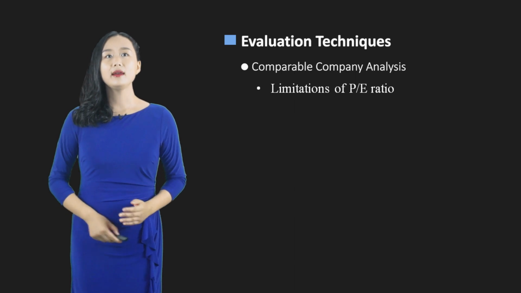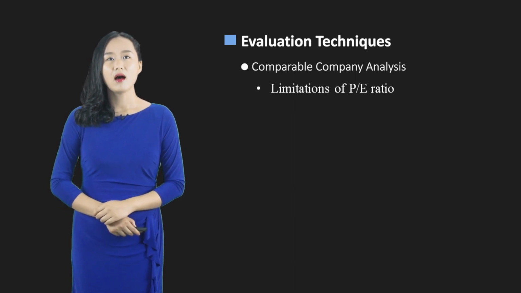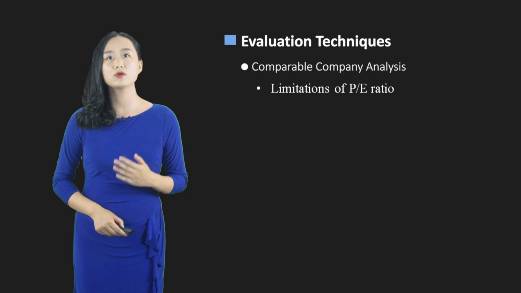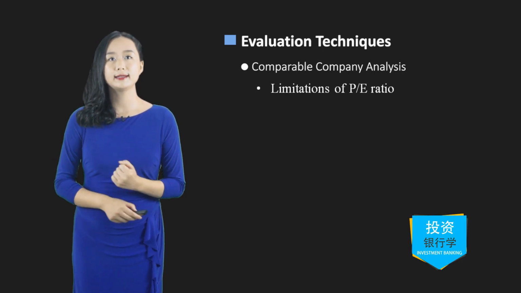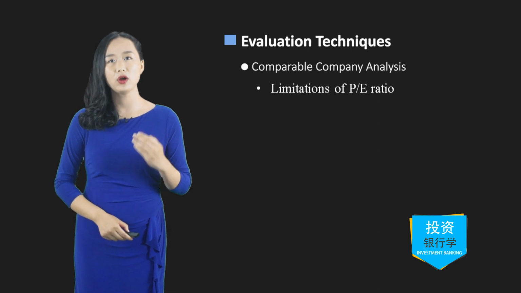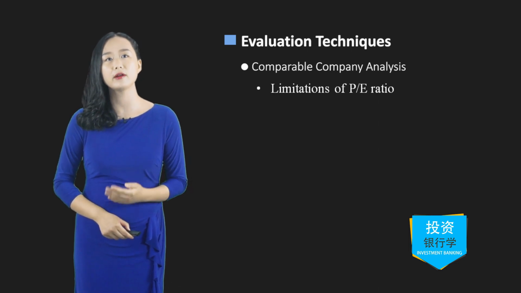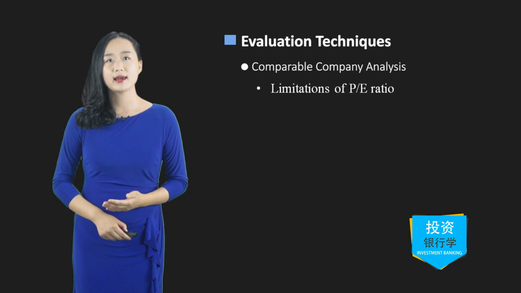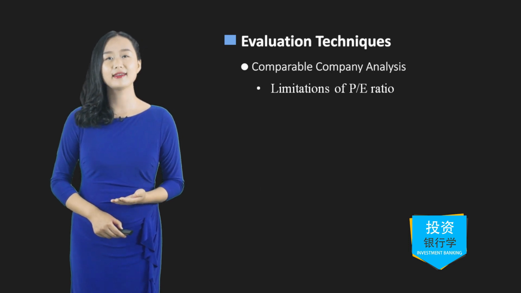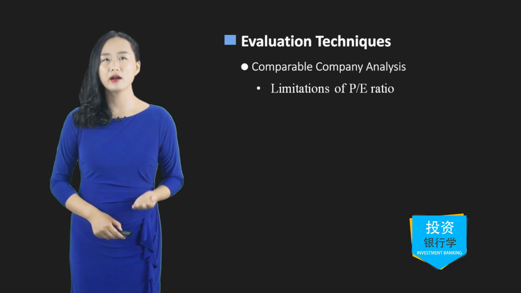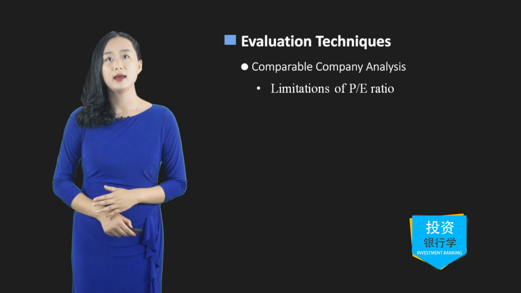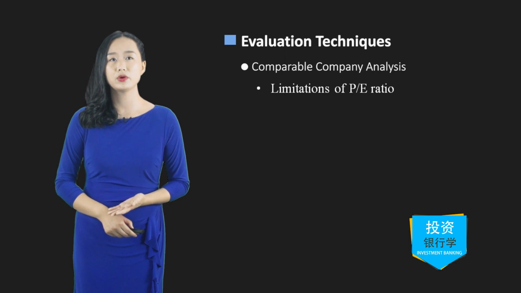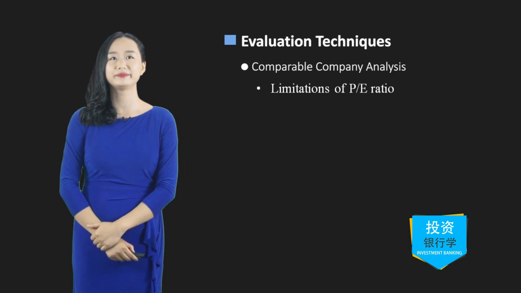Next, net income and EPS are influenced by the capital structure of a firm. For example, two very similar firms can have huge differences in their net income due to differences in leverage. Lastly, differences in accounting policies for depreciation can also result in discrepancies of P/E ratios among comparable companies.